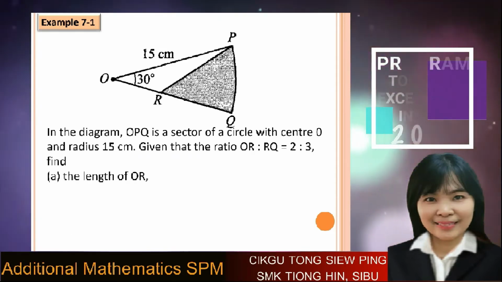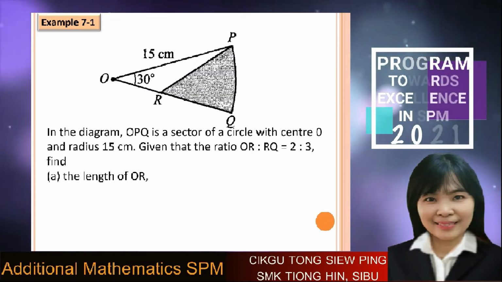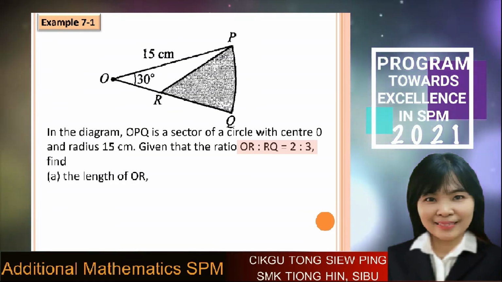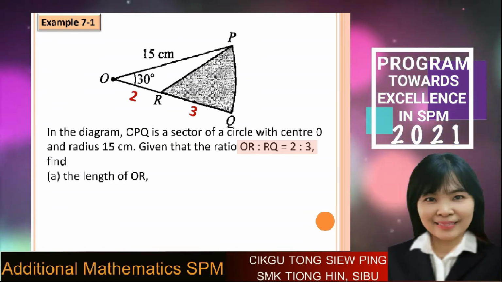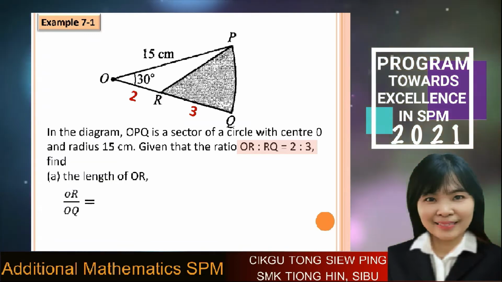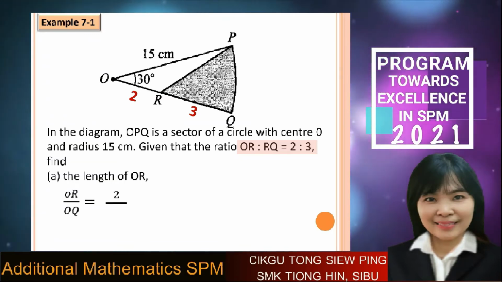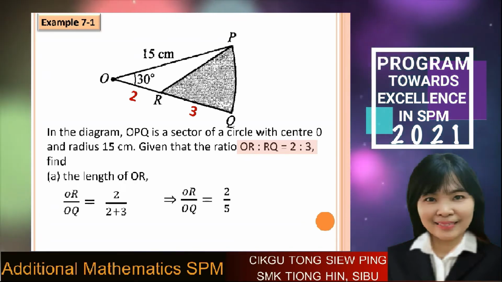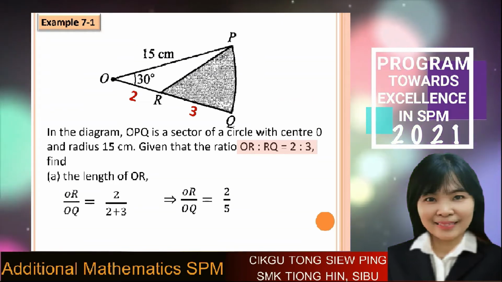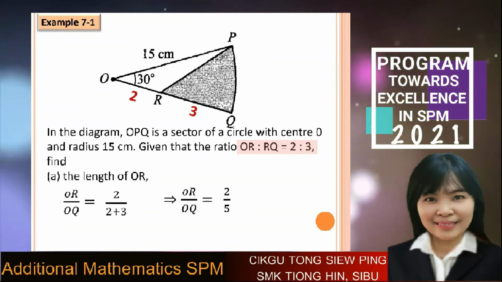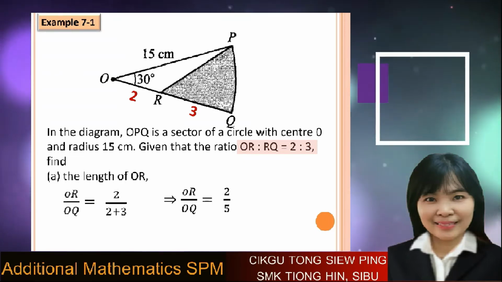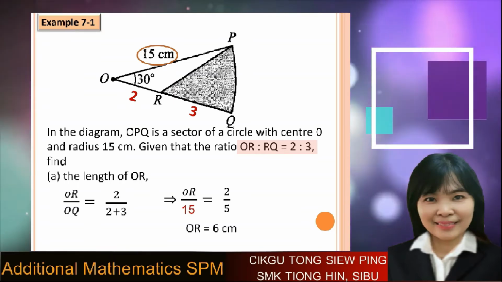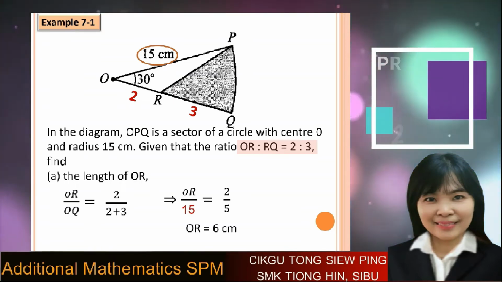Let's solve for part A to find the length of OR. From the question we know the ratio of OR to RQ is 2 to 3. We can write OR over OQ is equal to 2 over 2 plus 3, that is equal to 2 over 5. Then from the diagram we know OQ is equal to OP, this is 15. So we substitute in here and cross multiply. You will get the answer OR is equal to 6.